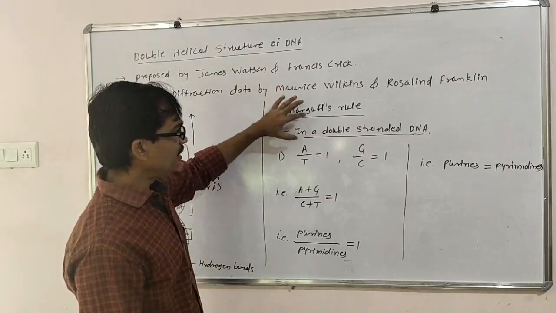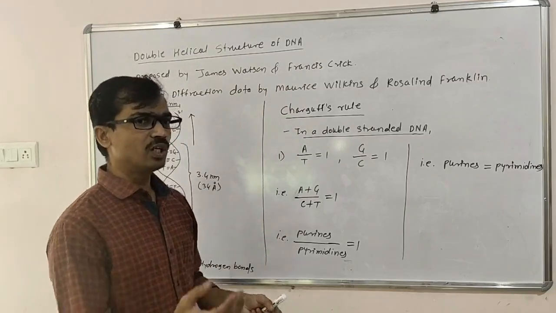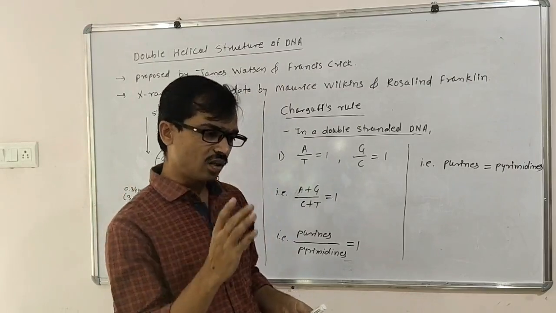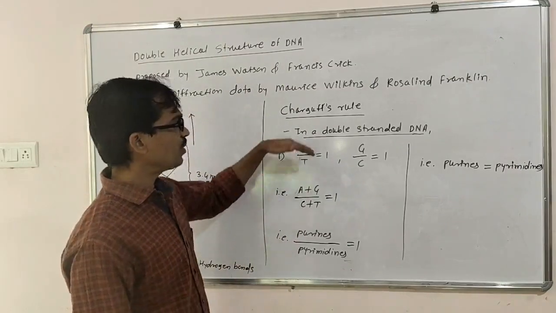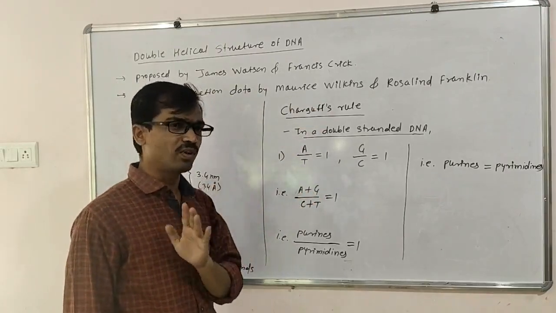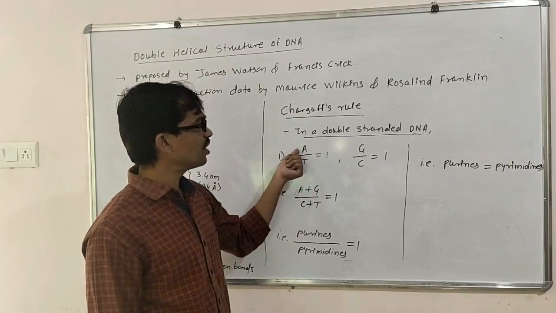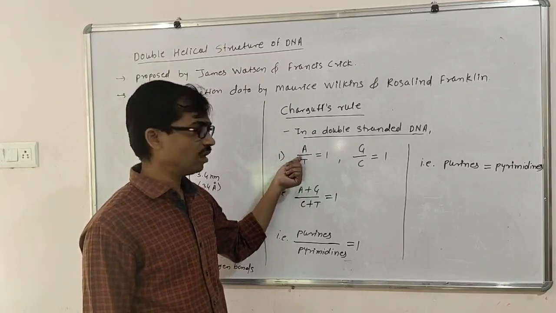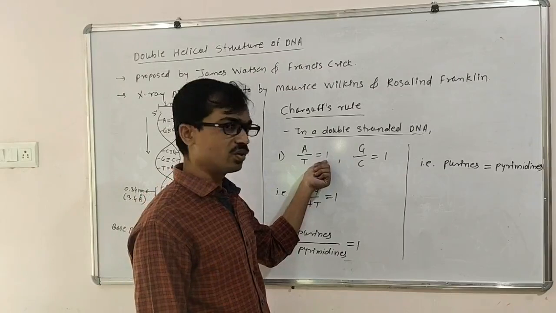And these observations were given by Chargaff. Chargaff actually took double-stranded DNA in a test tube and analyzed its components by degrading the DNA. So after degrading any double-stranded DNA and cleaving all the phosphodiester bonds, when it is analyzed, we find that the number of adenines is exactly equal to the number of thymines. That is why the A to T ratio is always the same and it is 1.